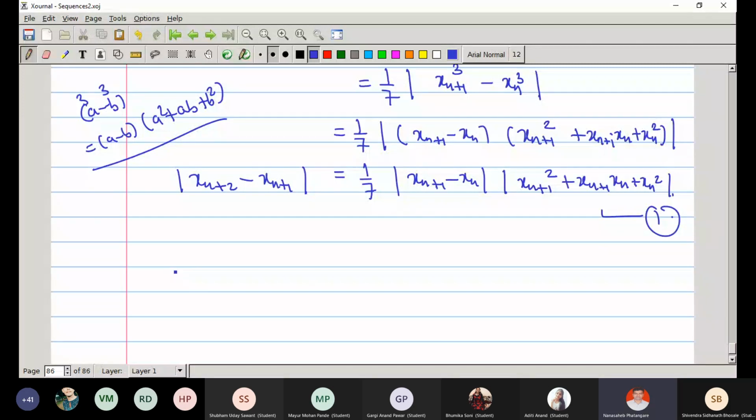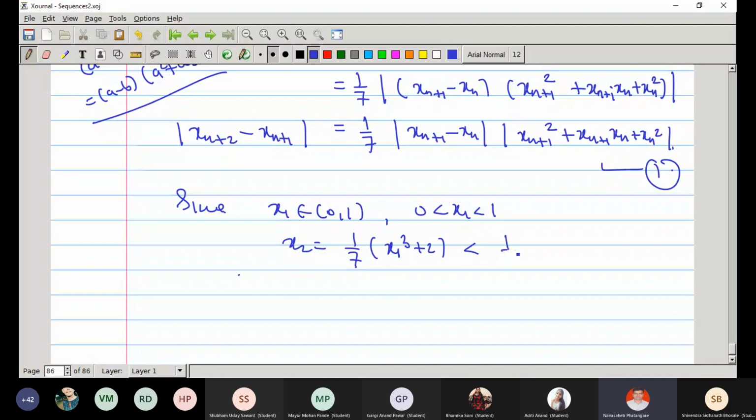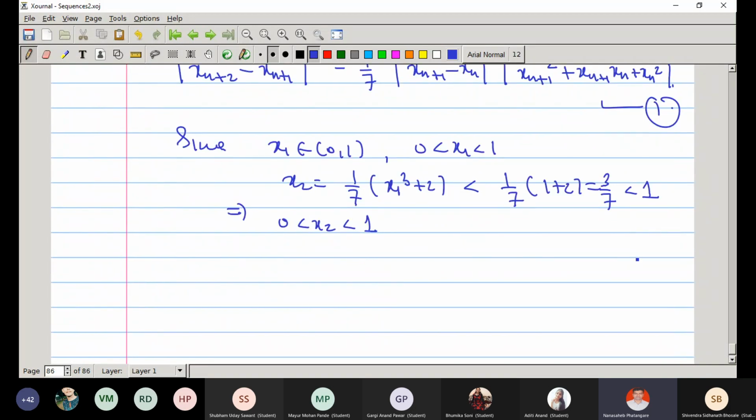Now, since x1 belongs to (0, 1), or 0 less than x1 less than 1, and x2 is 1/7 x1 cubed plus 2, this is less than 1/7 into (1 plus 2), that is 3/7. Is it true? Yes, sir. And 3/7 is less than 1. Therefore x2 is in between 0 and 1.